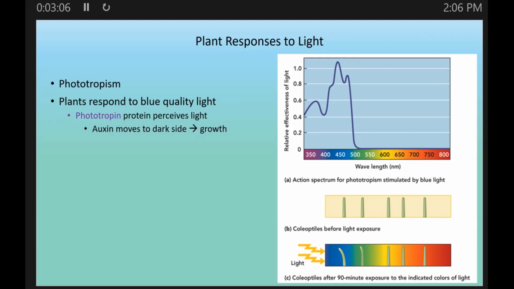And so this picture is trying to show that the phototropin, wherever you see this peak in absorption, where you see it going up like that, this peak.